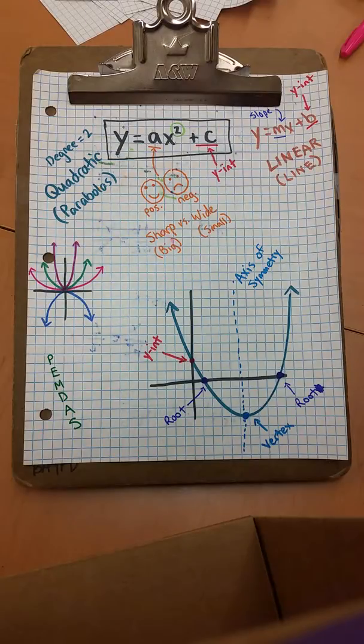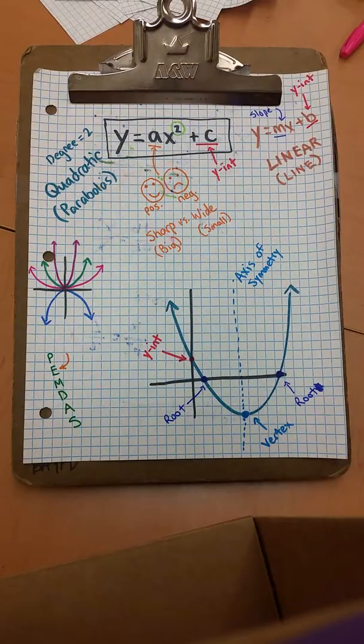One is that PEMDAS tells us that exponents need to be calculated before multiplication. So if you're plugging in numbers to y equals 3x squared, you must square your x before you times it by 3. 0 times 0 is 0, times 3 is 0, 1 times 1 is 1, times 3 is 3, and 2 times 2 is 4, times 3 is 12.